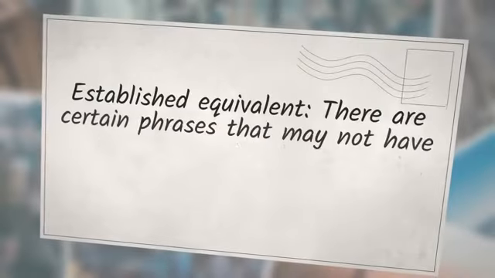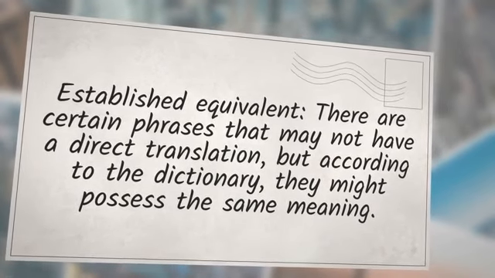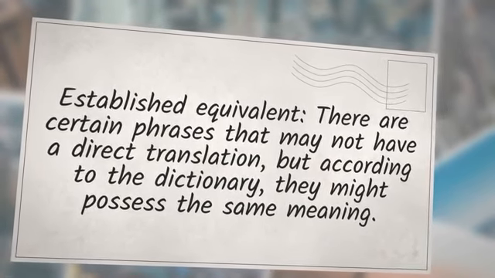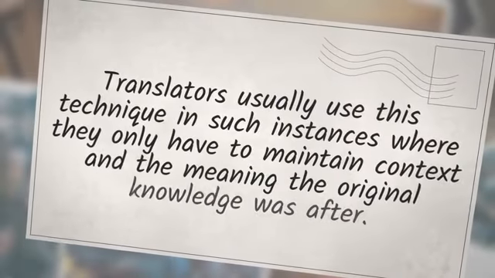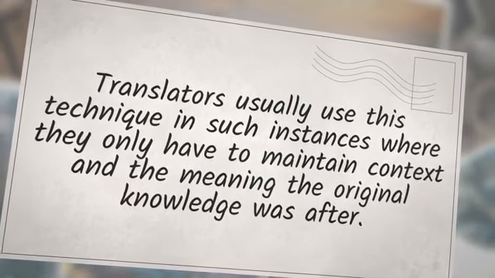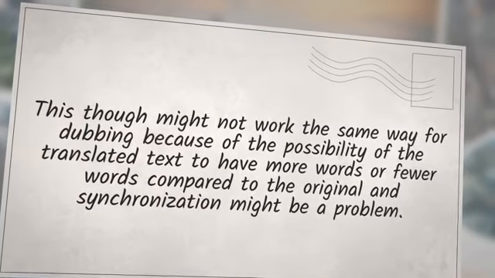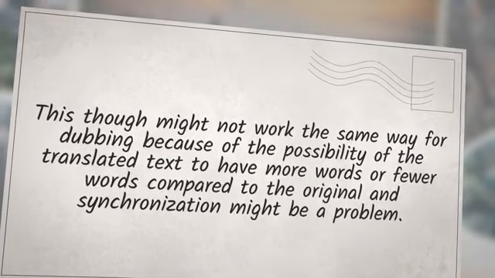Established equivalent. There are certain phrases that may not have a direct translation, but according to the dictionary, they might possess the same meaning. Translators usually use this technique in such instances where they only have to maintain context and the meaning the original language was after. This though might not work the same way for dubbing because of the possibility of the translated text to have more words or fewer words compared to the original, and synchronization might be a problem.